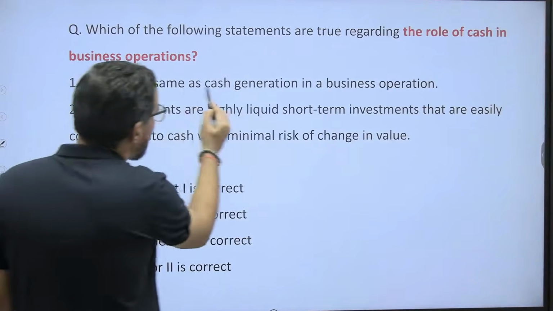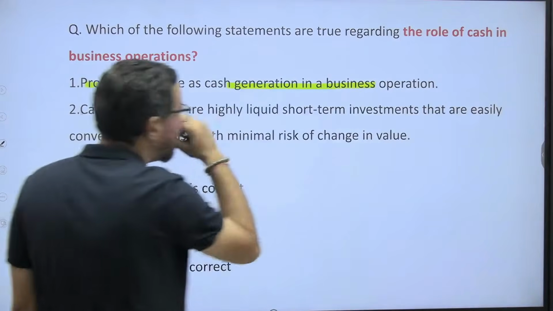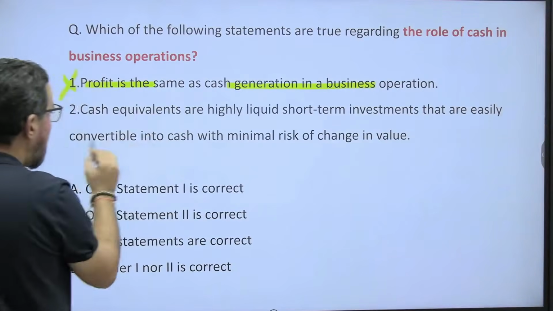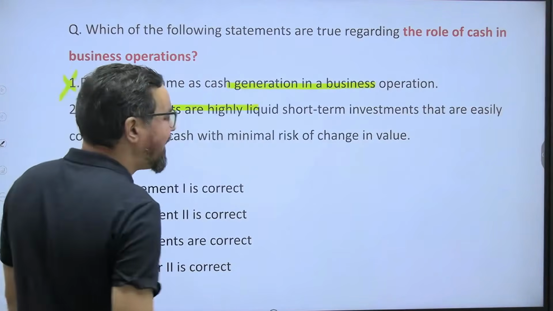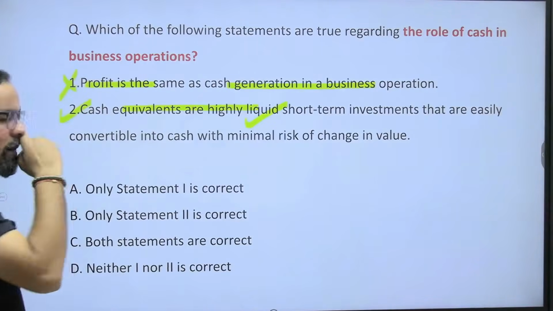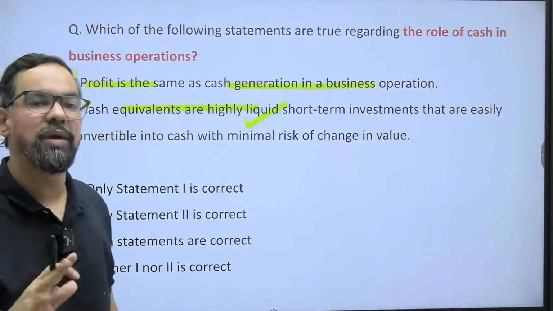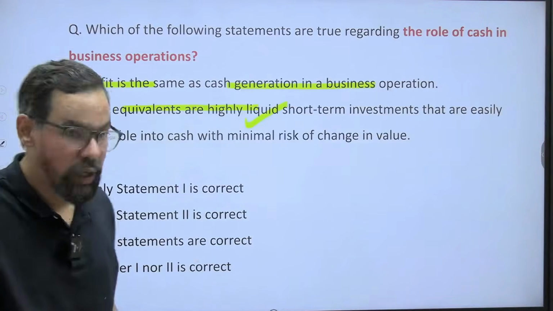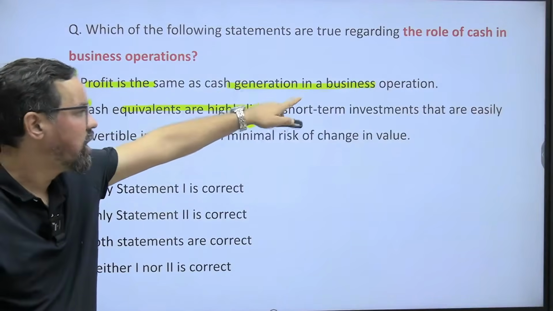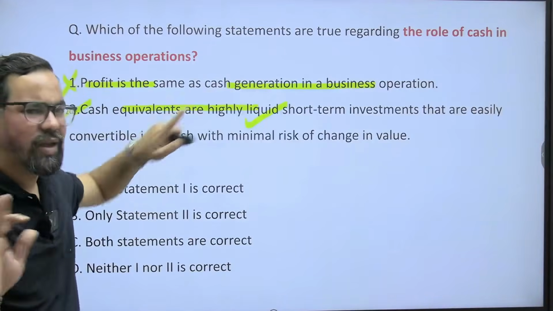Profit is the same as cash generation in the business operations. No, it can differ. Cash equivalents are highly liquid short-term instruments. Yes, cash equivalents are marketable securities which can be converted into cash anytime, like gold. Profit is the same as cash generation in the business? No, it can differ.